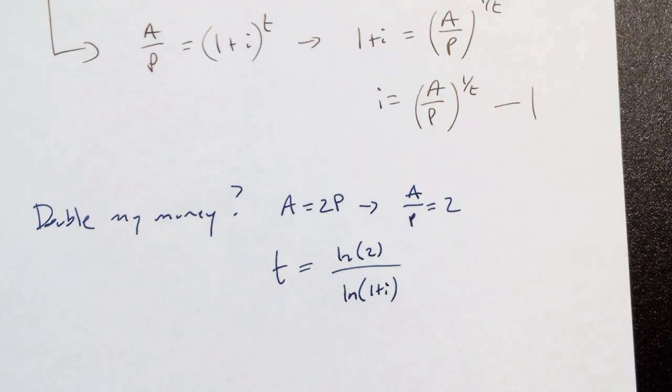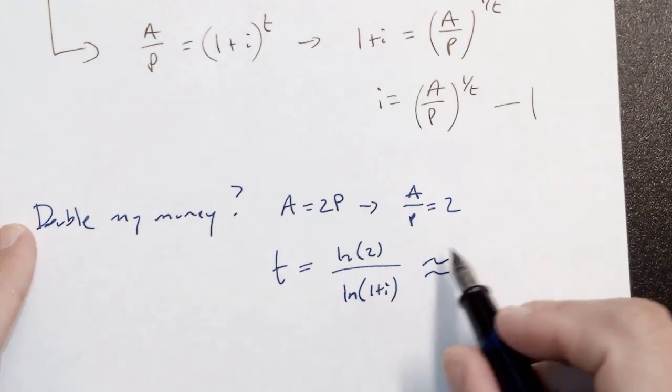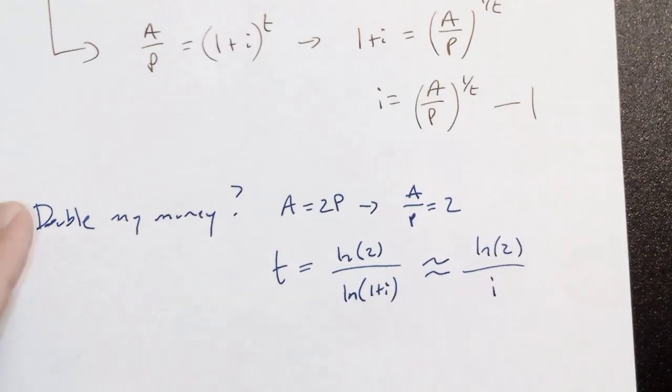Okay, people. A long, long time ago in Calc 2, we did Taylor series. And I remember there was a Taylor series for the log of 1 plus x. And it turns out that the log of 1 plus x's first Taylor term is just x. So this is roughly equal to ln of 2 over I. What's ln of 2? Y'all have calculators. What's ln of 2?